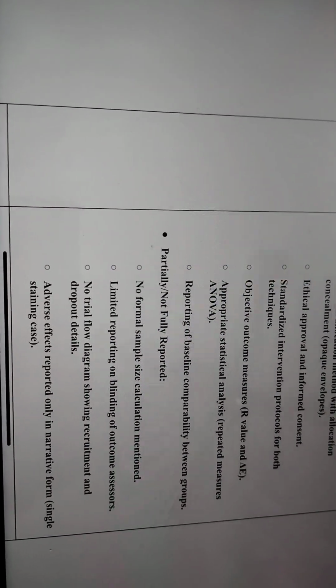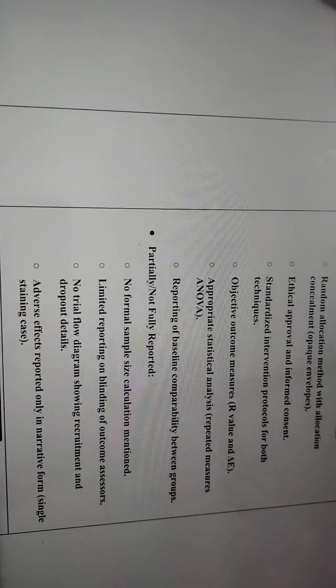The checklist items that were not or partially followed were: no formal sample size calculation, limited reporting on blinding of outcome assessors, no trial flow diagram showing recruitment and dropout details, adverse effects reported only in narrative form.